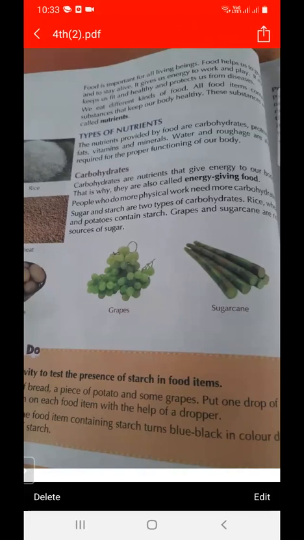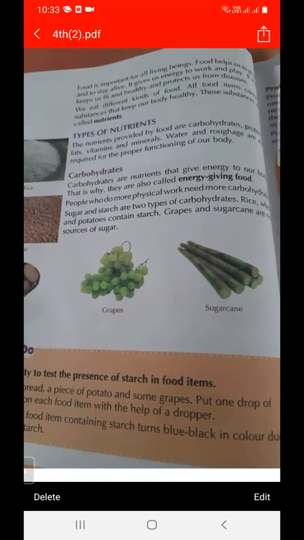People who do more physical work need more carbohydrates. So what do you mean by carbohydrates? This is called energy giving food.